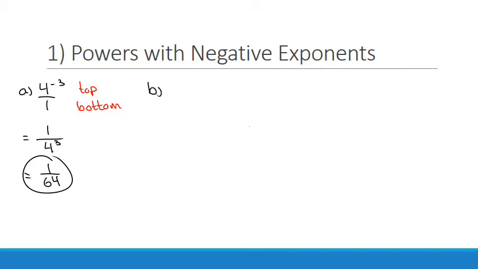Second example, 7 to the power of negative 2. I'm sorry, I mumbled there. Once again, that negative is telling me that that 7 is in the wrong position. It should be in the bottom. So I'm going to have 1 over 7 squared. Once I've gotten rid of the negative exponent and now I have a positive exponent, I can evaluate. So 1 over 49. Keep moving.